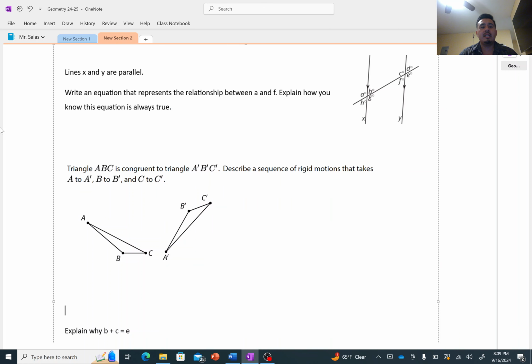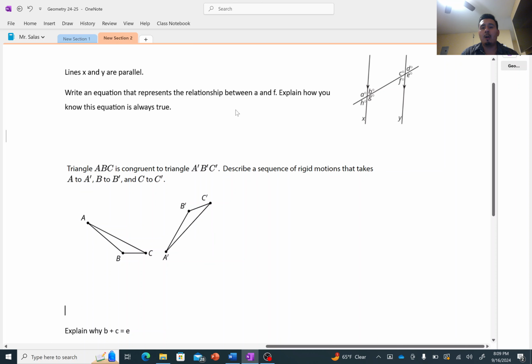Problem number 4 reads, lines X and Y are parallel. So X and Y, the lines that run up and down, are parallel. Write an equation that represents the relationship between angle A and angle F. Explain how you know this equation is always true.